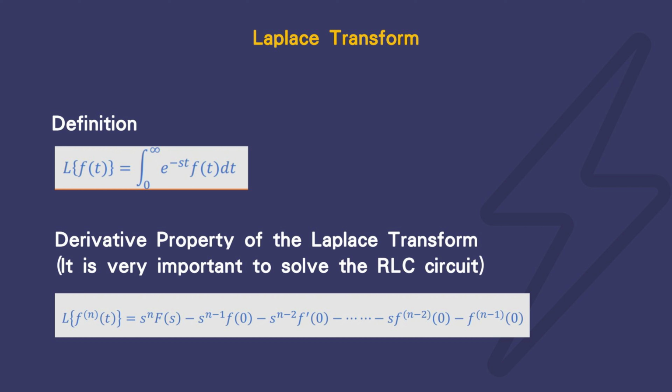Another is the derivative rule. This property allows us to handle differential equations, which are common in RLC analysis, by transforming derivatives into algebraic expressions. The Laplace transform of the nth derivative of f of t equals s to the n times F of s minus s to the n minus 1 times f of 0 minus s to the n minus 2 times f prime of 0, and so on.